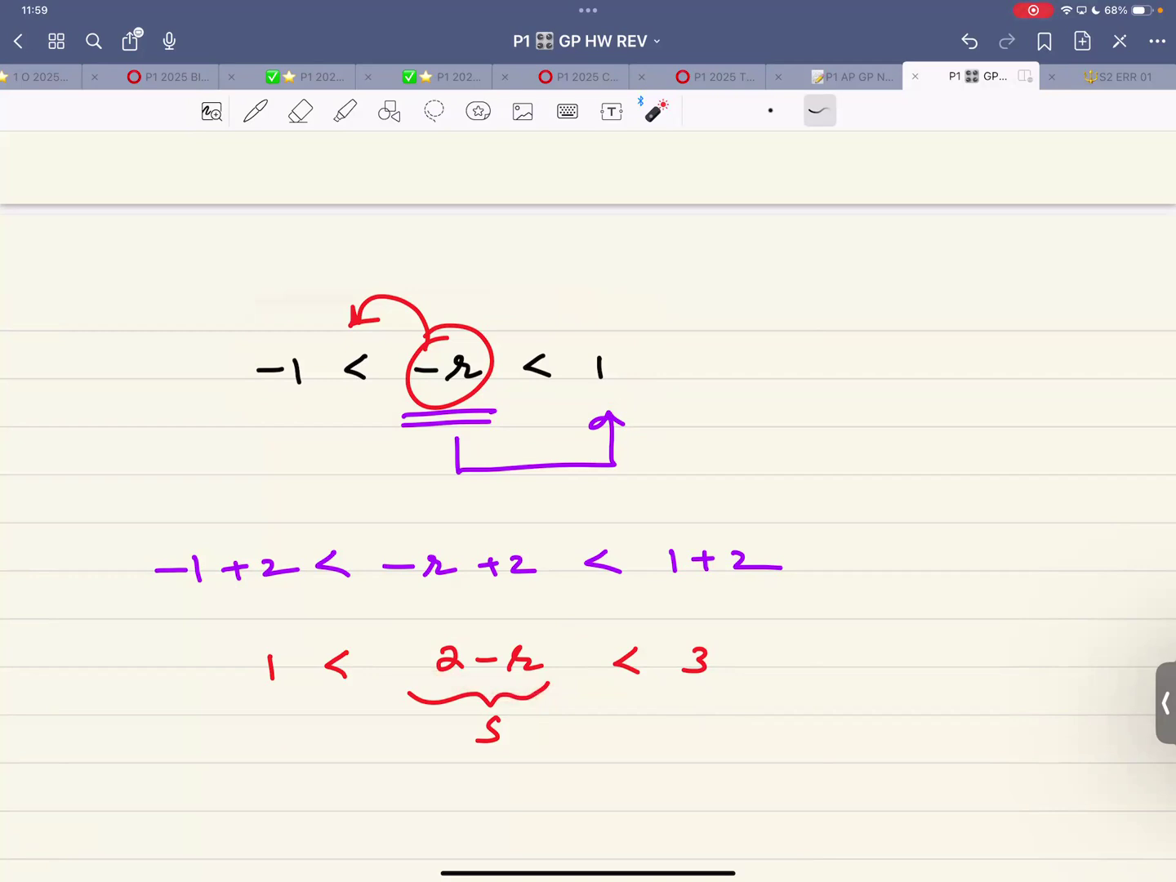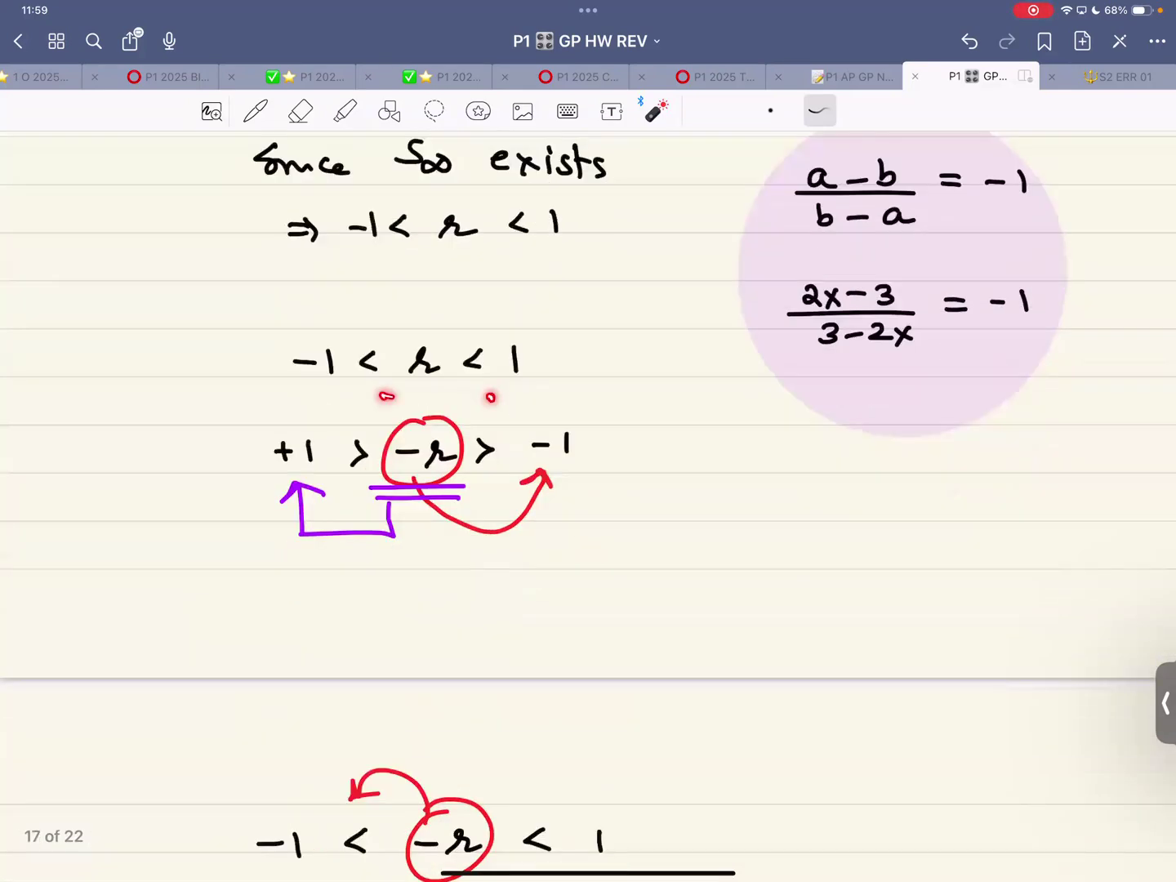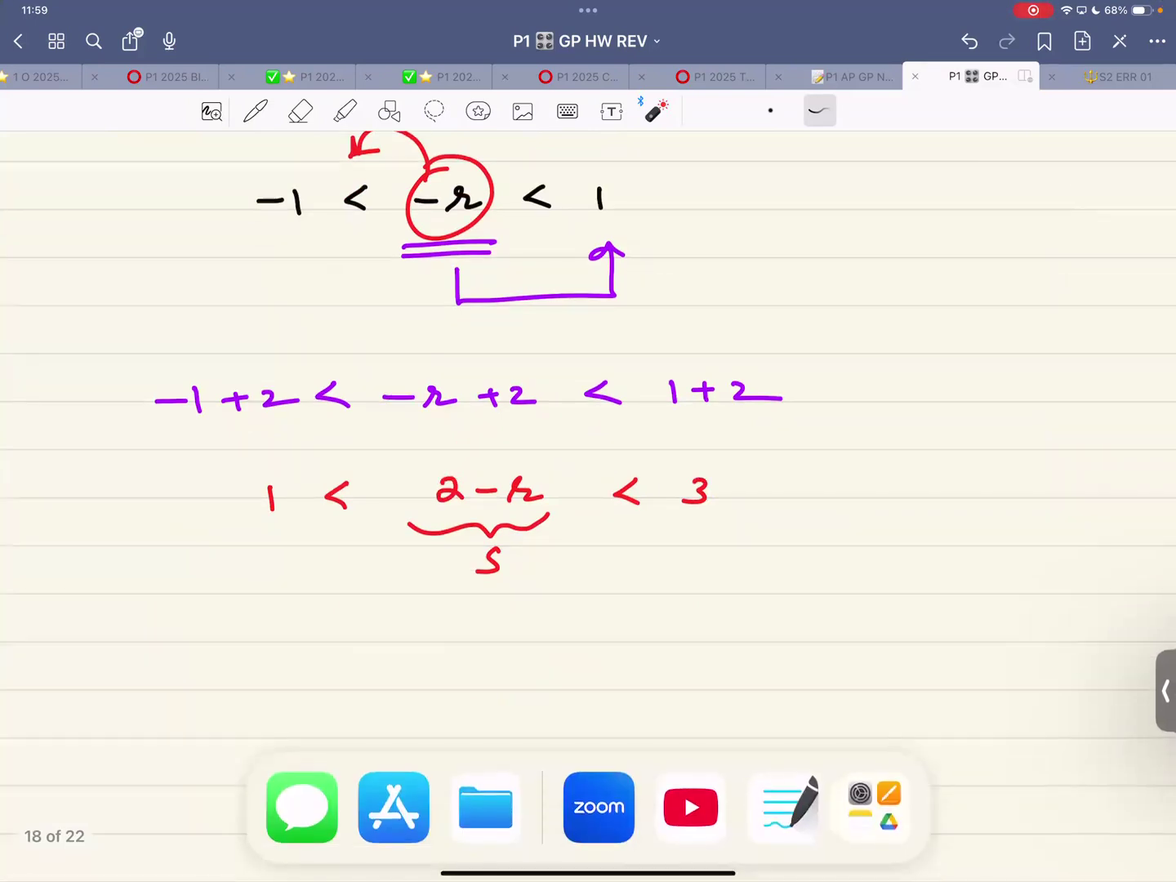It was more of a question of O-level math rather than P1. It was playing around with the inequalities. It was writing in the proper order and adding a 2. That completes the lecture.